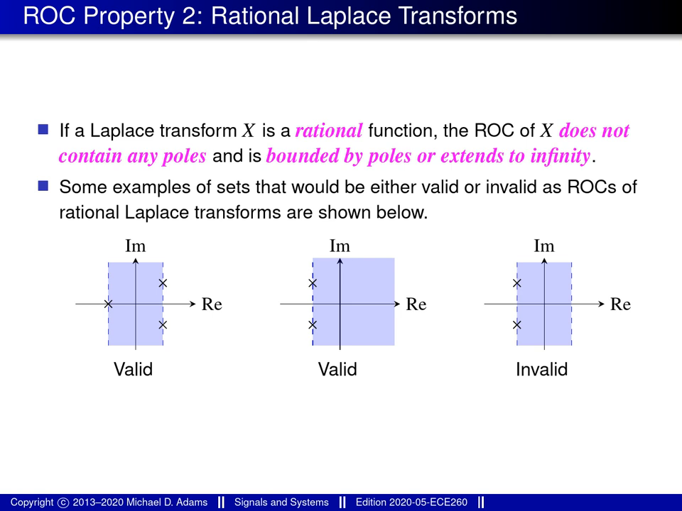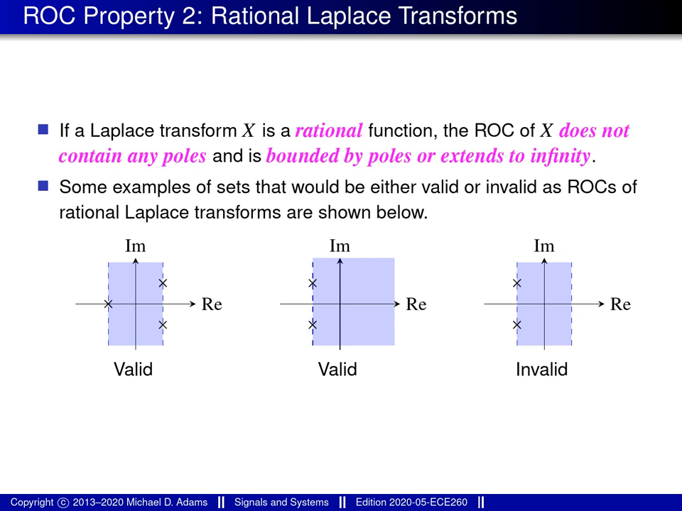The second property of the region of convergence that I need to introduce relates to rational Laplace transforms. If a Laplace transform big X is a rational function, the region of convergence of big X does not contain any poles and is bounded by poles or extends to infinity. Since a rational function does not converge at its poles, it should be obvious that the region of convergence associated with such a function can't contain any of its poles.